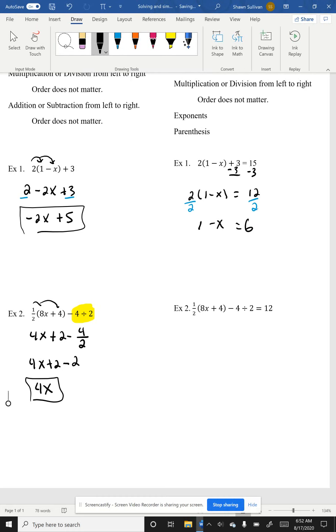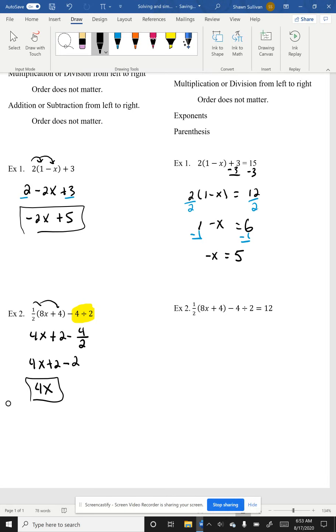So now we're still trying to isolate our x. So we have 1 minus x. This is a positive 1, so we need to undo it. There's no more multiplication or division. We're down to addition or subtraction. So I'm going to move my 1 over. I'm going to subtract 1 from both sides. And of course, if we have positive 1 and we take away 1, that leaves us with 0. And so we're left with negative x. 6 minus 1 is 5. We've got negative x equals 5.